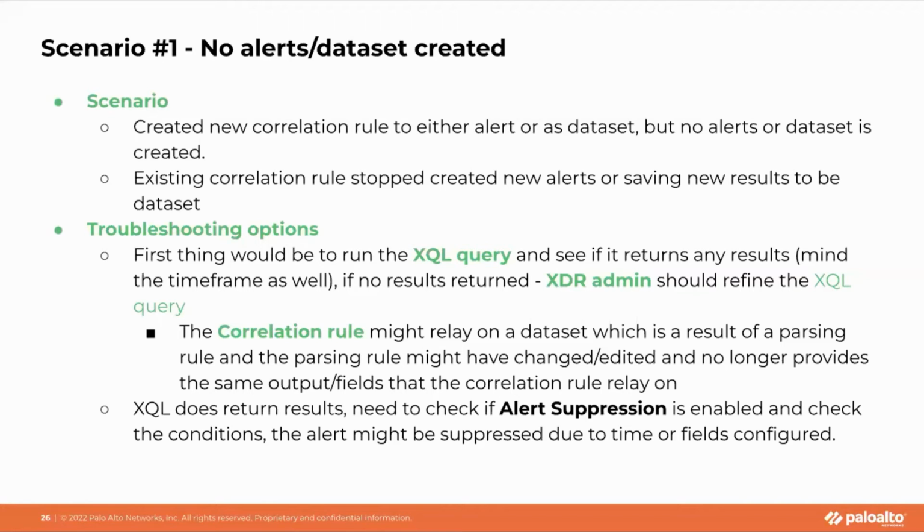The troubleshooting options here are, the first thing would be to run an SQL query and see if it returns any results. Be mindful of the time. If no results return, the XDR admin should refine the SQL query. The correlation rule might rely on a data set, which is a result of a parsing rule, and parsing rules might have changed or been edited and no longer provide the same output or fields that the correlation rule relies on.